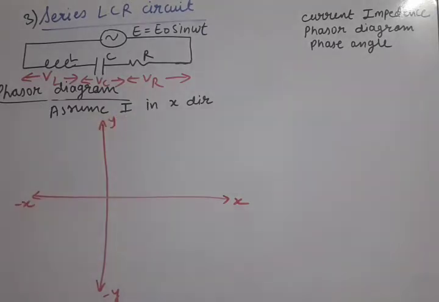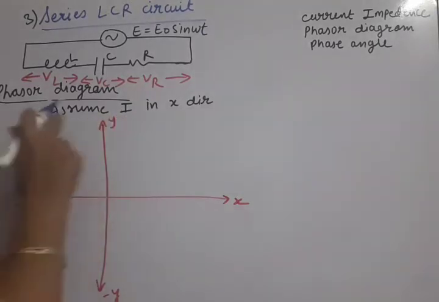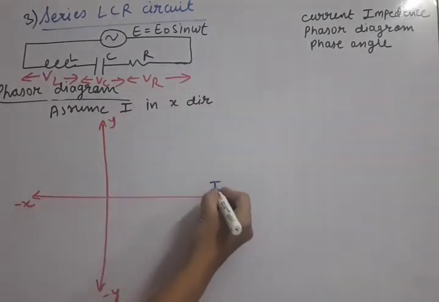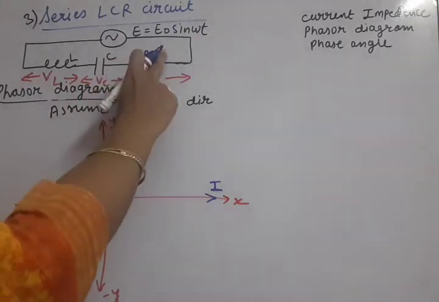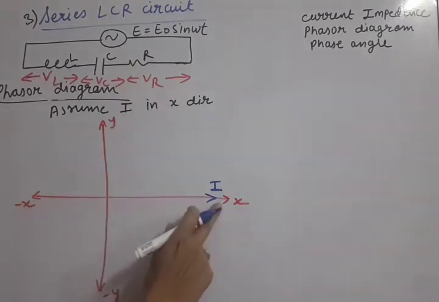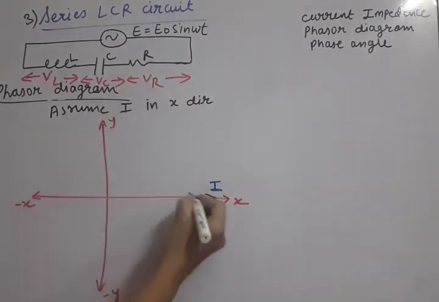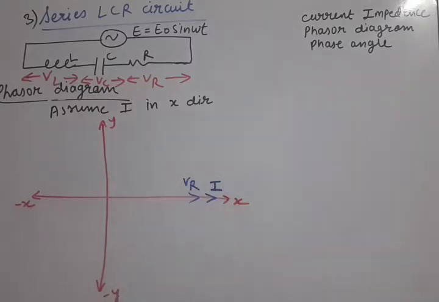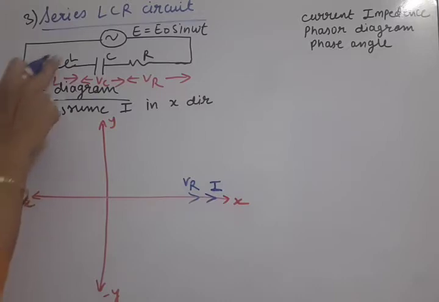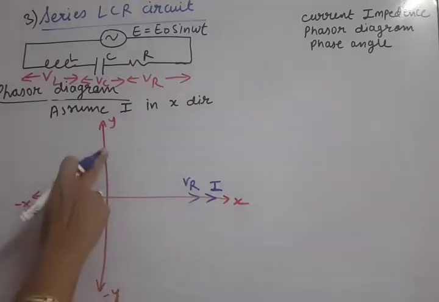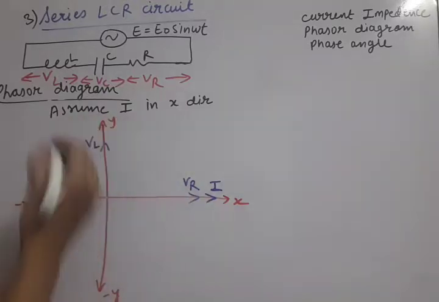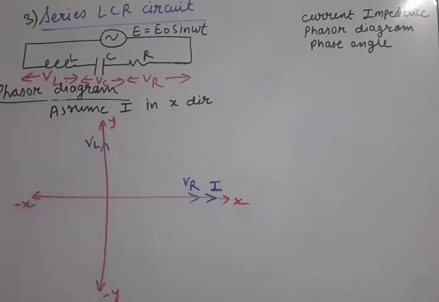Now let us draw all these directions. First of all, current. Current is in the x direction, this we have assumed. Since in the R circuit voltage and current remain in the same phase, VR and I will be in the same direction. So VR is in the x direction only. After that, VL. In the L circuit, voltage is leading the current by 90 degrees. Since current is in the x direction, voltage VL will be in the y direction because it is leading by 90. It should be ahead of current.